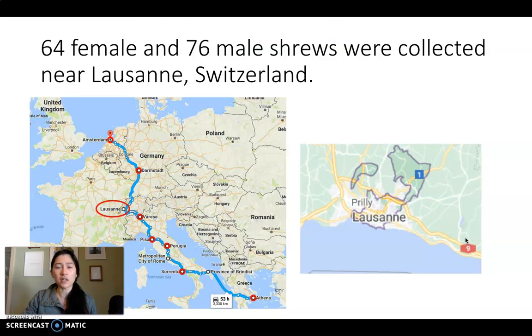But what they did in this particular study is get samples from 64 female and 76 male shrews near Lausanne, I don't know if I'm saying that right, Switzerland. And if you're like me and your geography is terrible and you had no idea where that was, here are some maps to orient you. So this is a zoomed in version of where it is in Switzerland. And then if you need some more European context like I did, it's located north of Italy, if that helps.